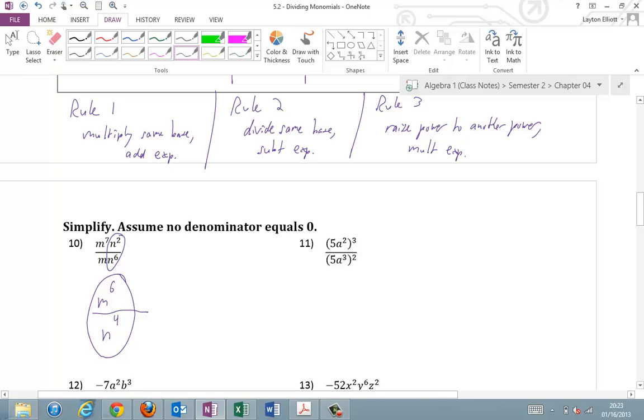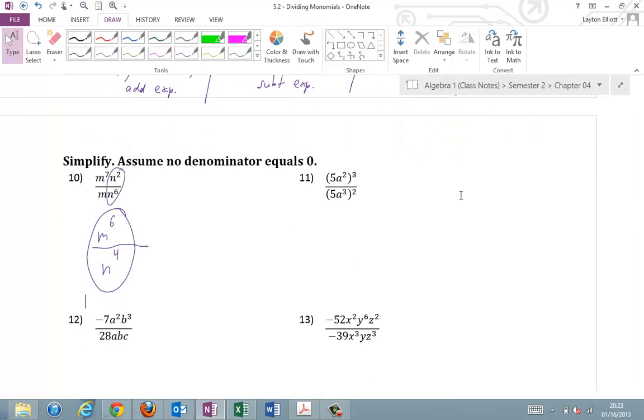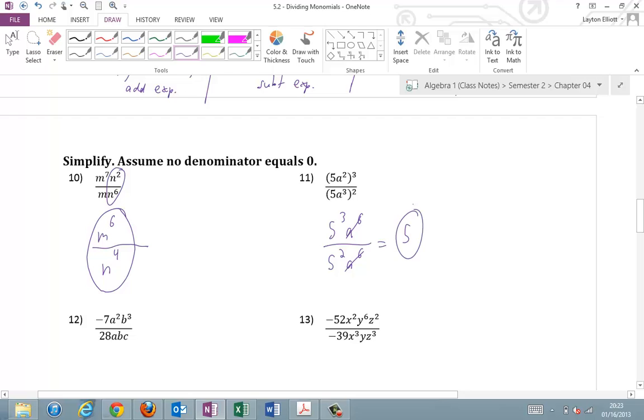Let's go to number 11. We have to, yep, those are not common bases. So we're going to have to simplify this first before we move on. This is going to be 5 to the 3rd, a to the 6th, over 5 to the 2nd, a to the 6th. It is not necessary to write out 5 to the 3rd and 5 to the 2nd. Your a to the 6's are going to cancel because they divide to become 1. And your 5 to the 3rd over 5 to the 2nd is the same thing as 5 to the 3 minus 2, or 5 to the 1, or 5.